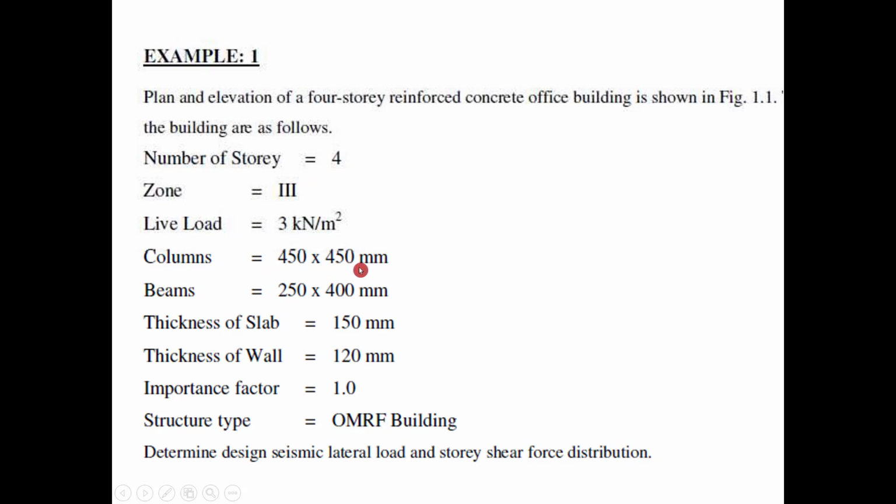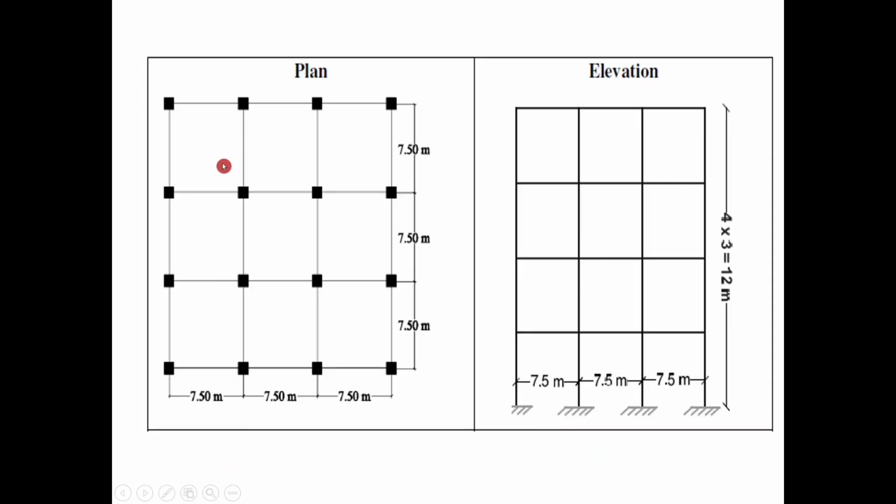The column dimensions 450 by 450, beam 250 by 400, thickness of slab 150, thickness of wall 120, importance factor is 1, and the structure type is OMRF building. Determine the seismic lateral load and story shear force distribution. This is the plan of the building, and this is the elevation.